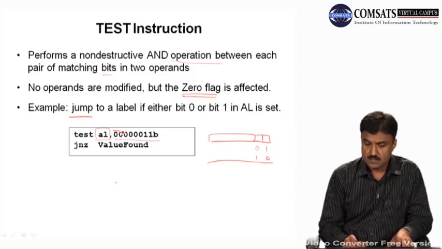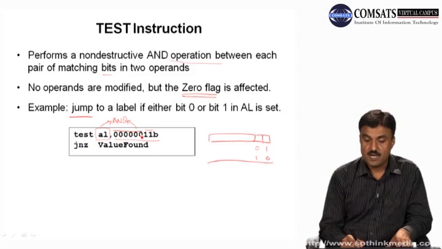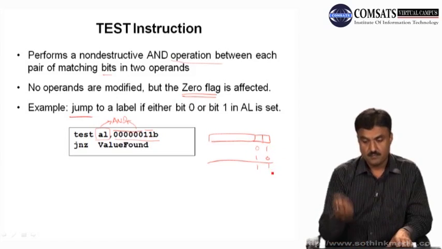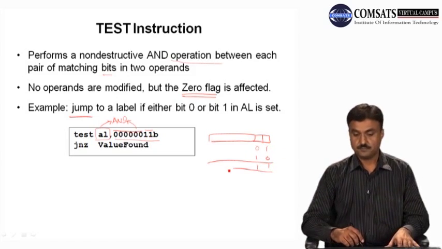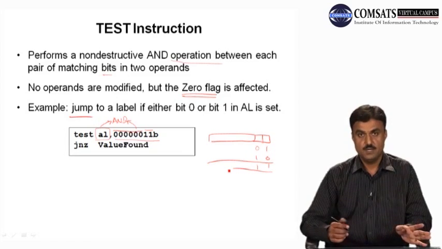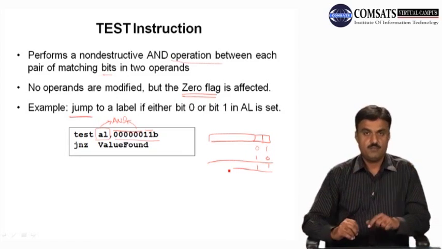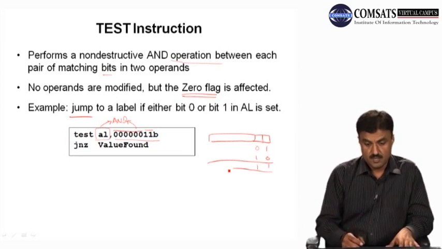All these bits are 0 and only these two bits are set, so we will perform an AND operation between these two. Definitely, if any bit from bit 0 or bit 1 is set, even if both bits are set, for example, the result will be non-zero. So it will perform the jump if the result is not 0.